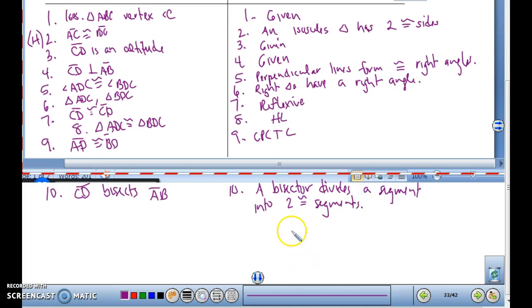Now that is a direct proof because we took each statement and we drew a conclusion from it to come down to a final conclusion. So we proved hypotenuse leg, proved the triangles congruent, and used CPCTC to prove what we wanted to prove. So that's a direct proof. Now we're going to look at an indirect proof.